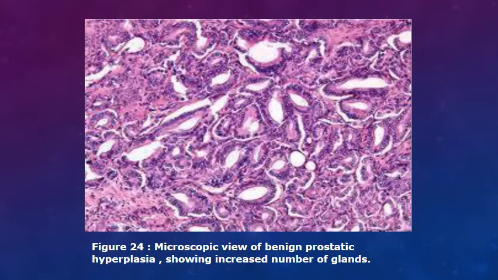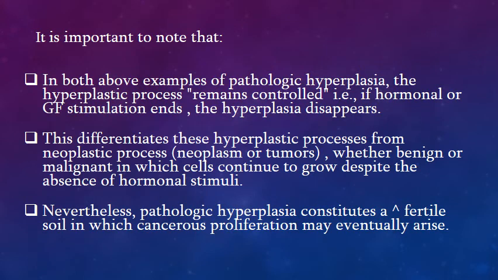It is crowded there because of the increase in the number of the prostatic glands. So there is no space in between them and a decrease in the amount of stroma. It's important to note that in both examples of pathologic hyperplasia, the hyperplastic process remained controlled. But if hormonal or growth factor stimulation ends, hyperplasia disappears.